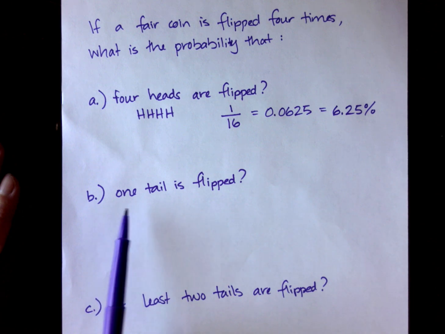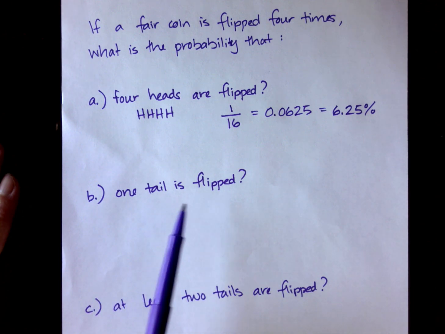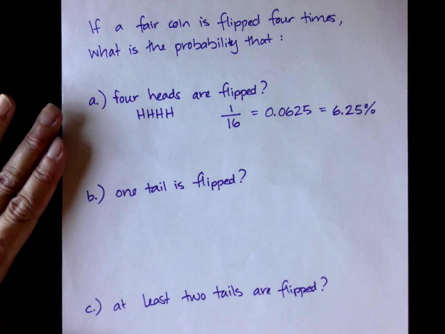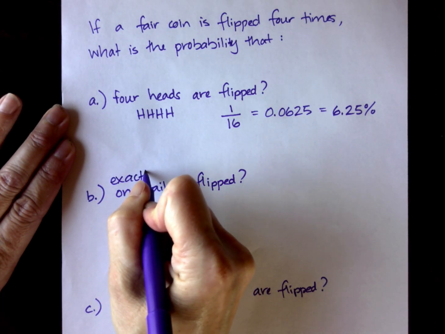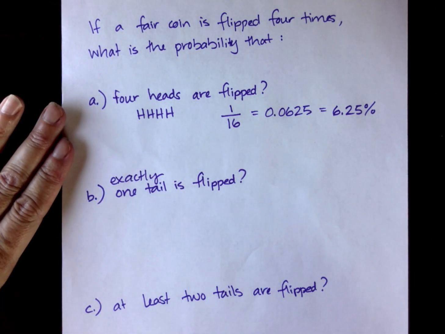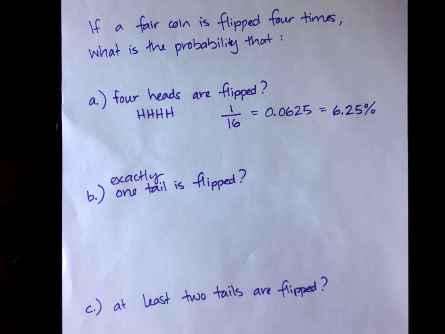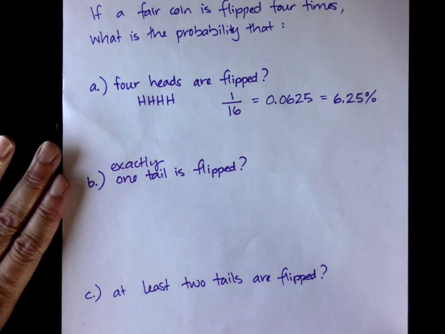In letter B, I have 1 tail being flipped. We're looking for a probability of that. I'm going to add an extra word in here. Let's make sure it's exactly 1 tail being flipped. Let's think about all the ways that could happen.